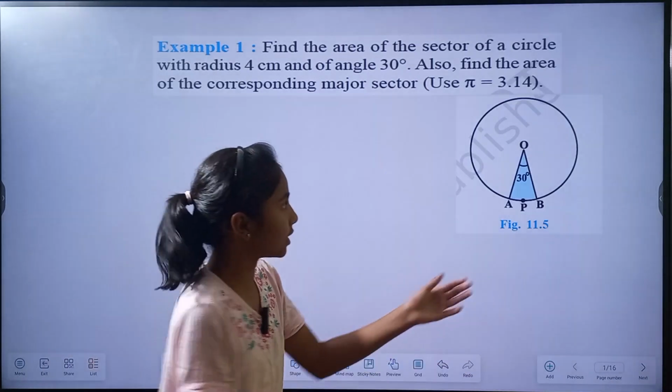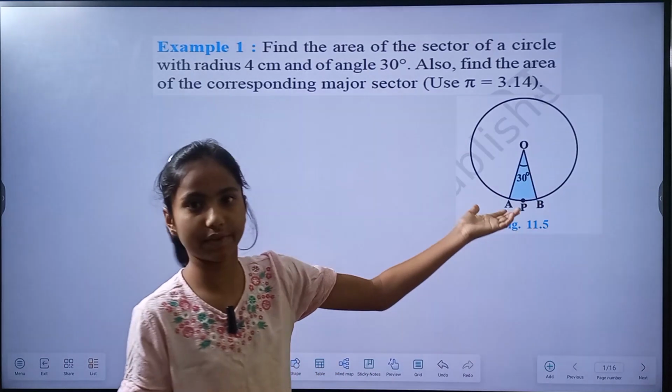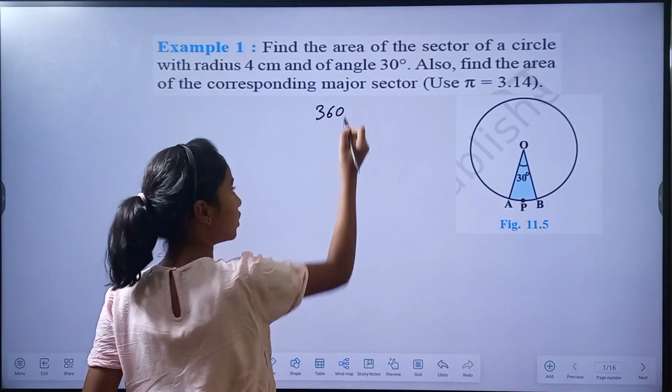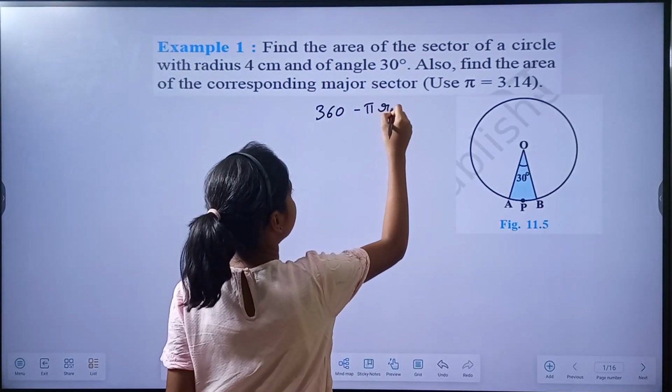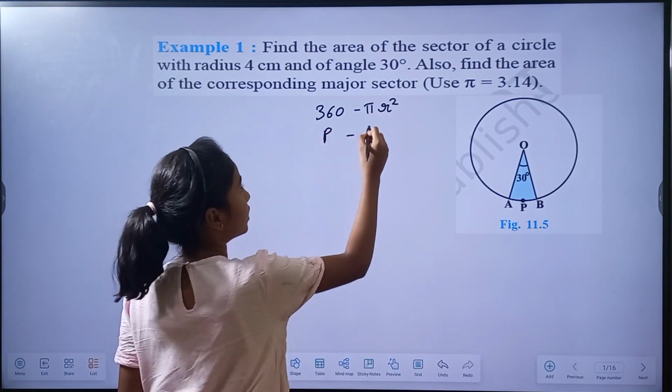So, what is the sector? It is a shaded area like this one. And what is the area of that sector? Let us write that. For 360 degrees, which is the whole circle, the area is pi r square. We have to find the area for p degrees. For p degrees, it is how much?